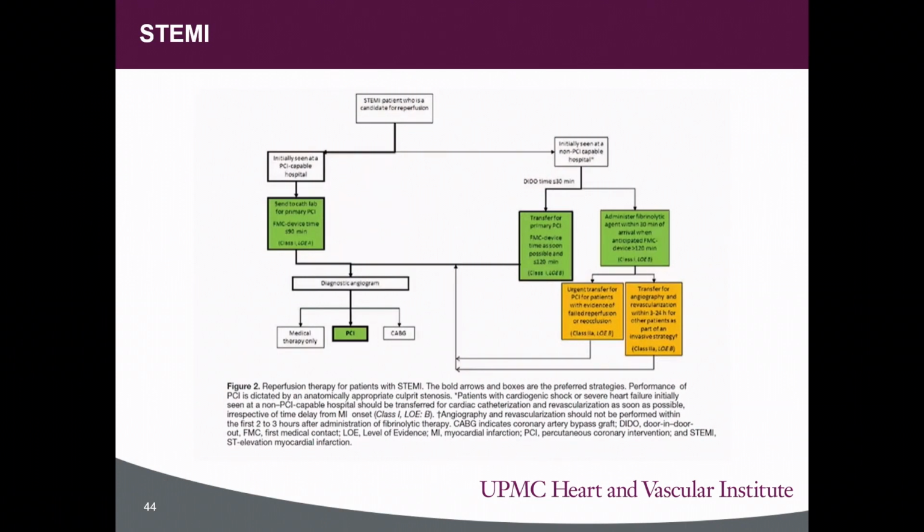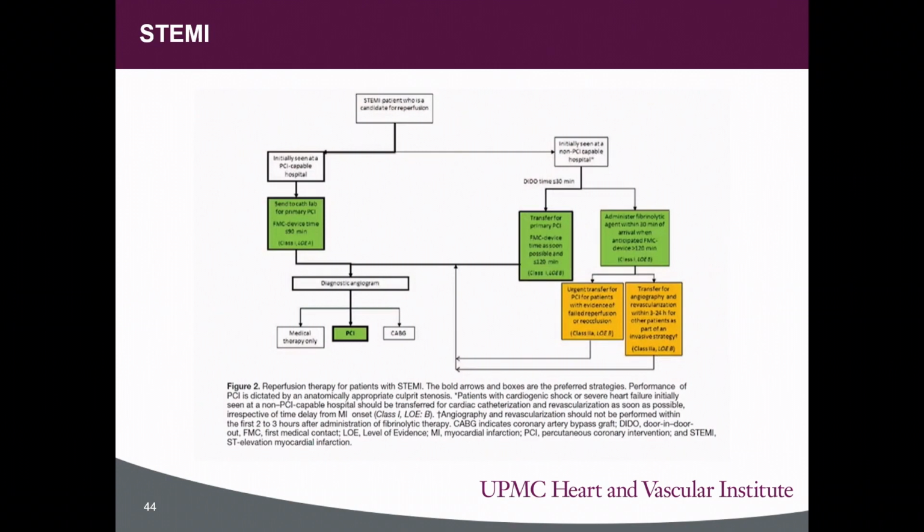A diagnostic angiogram is performed, and if PCI is possible, the patient will have PCI. If it turns out that the patient is not amenable to PCI, we could recommend CABG, and certainly medical therapy as well. If the patient is not seen at a PCI capable hospital, but they can get there very quickly, the patient may be flown or transported as quickly as possible to a center for primary PCI, to relieve that blockage invasively as quickly as possible.